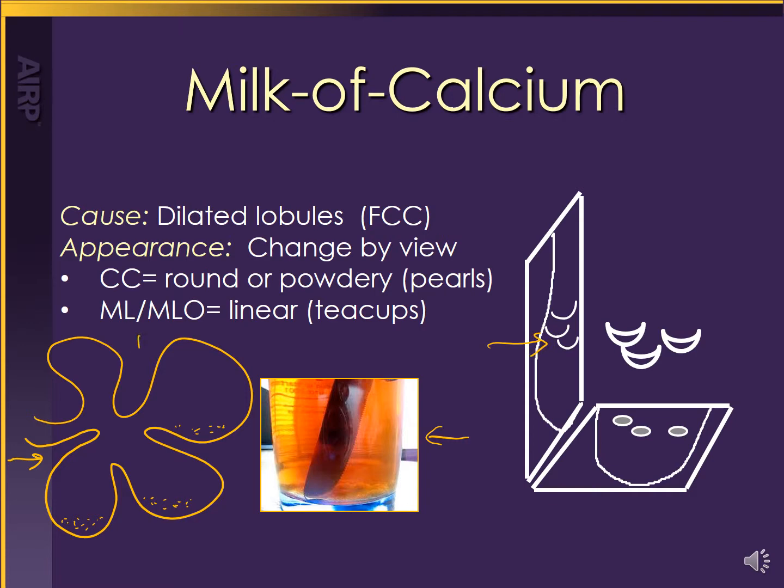So that's what you're going to see on the true lateral views. When you look at this from above, it's going to look more powdery. So that's how that's going to look on the CC view. And in fact, sometimes you don't even see these on the CC view. So the clue to milk of calcium is that it's changing shape in two views.